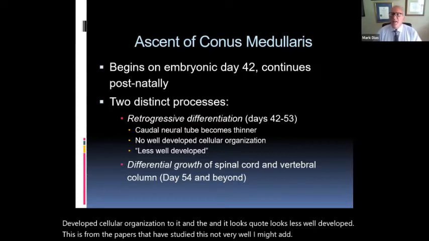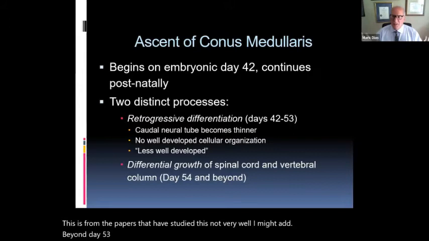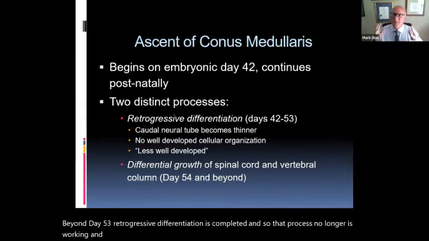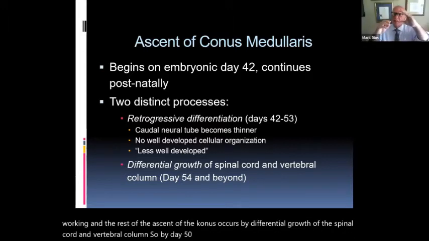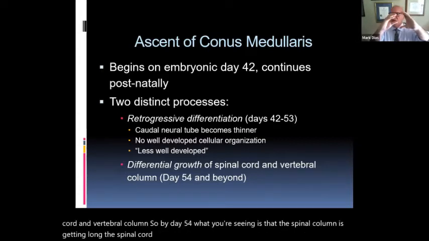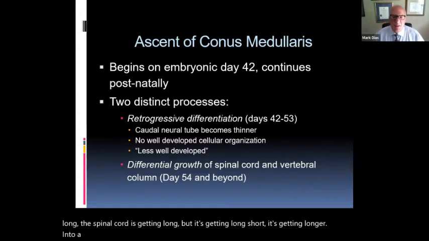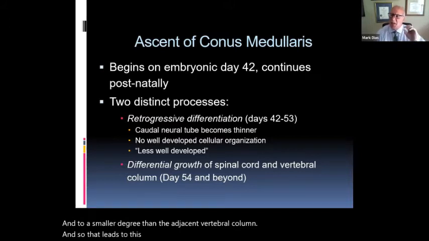Beyond day 53, retrogressive differentiation is completed, and so that process no longer is working, and the rest of the ascent of the conus occurs by differential growth of the spinal cord and vertebral column. So by day 54, what you're seeing is that the spinal column is getting long, the spinal cord is getting long, but it's getting longer to a smaller degree than the adjacent vertebral column. And so that leads to this progressive discrepancy between the neural level, spinal level, and the bony level.